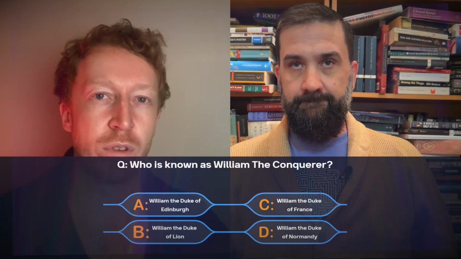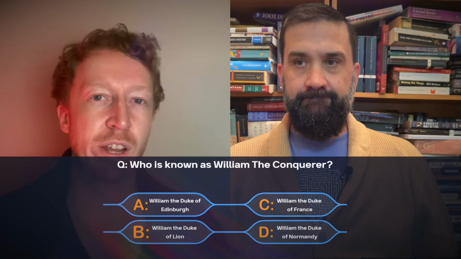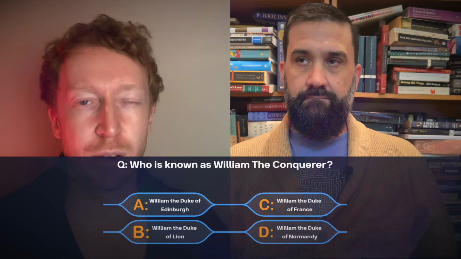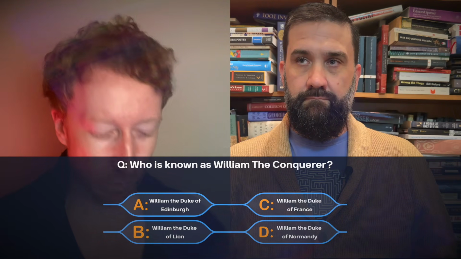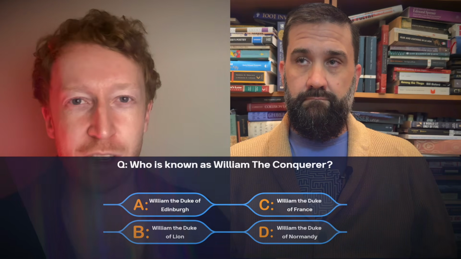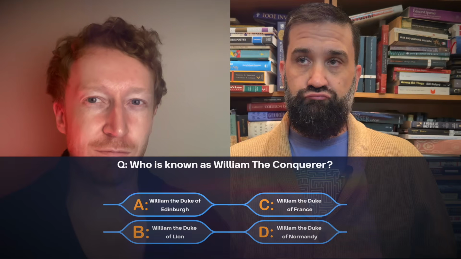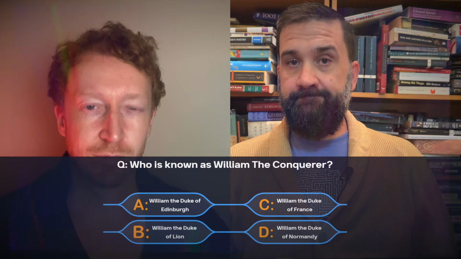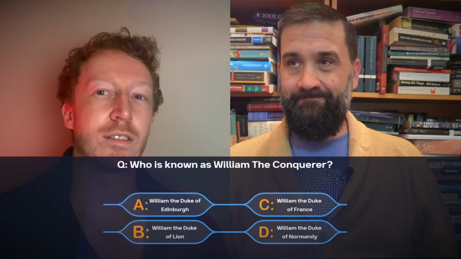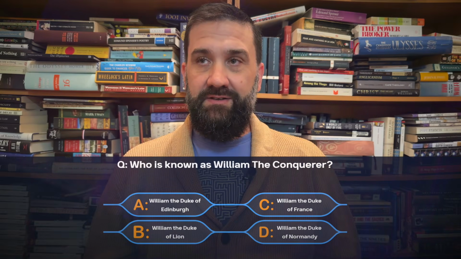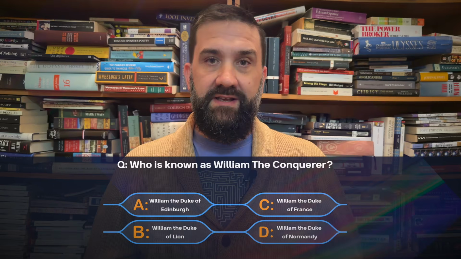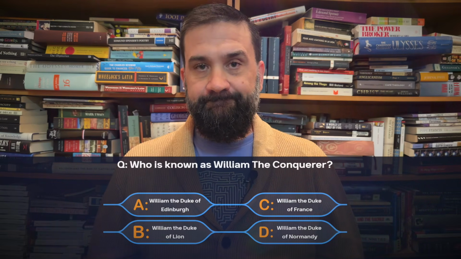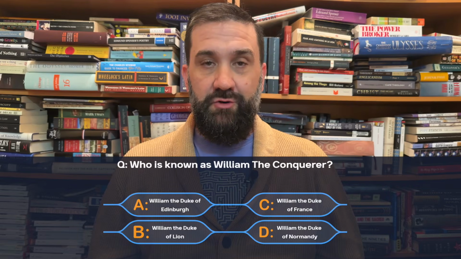Okay, interesting. Next question. Who is known as William the Conqueror? Is it William the Duke of Edinburgh, William the Duke of Lyon, William the Duke of France, or William the Duke of Normandy? William the Duke of Normandy. How did you come to this answer? Just because he was the leader of the Normans, who, as I said previously, were the last people to successfully invade the British Isles. So that's my final answer, the Duke of Normandy, William.